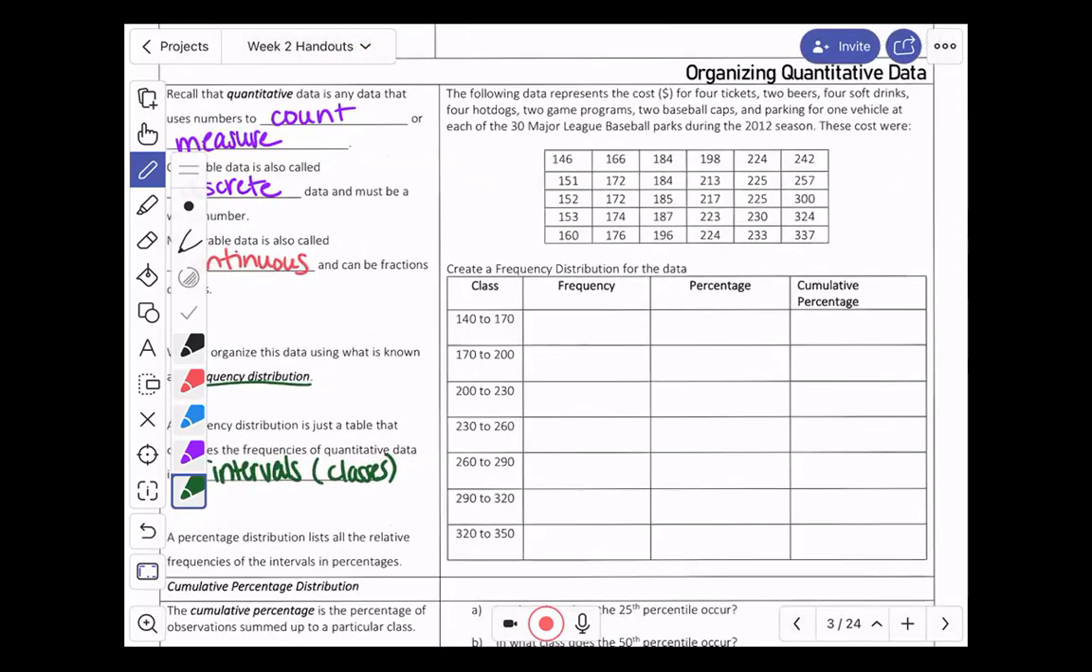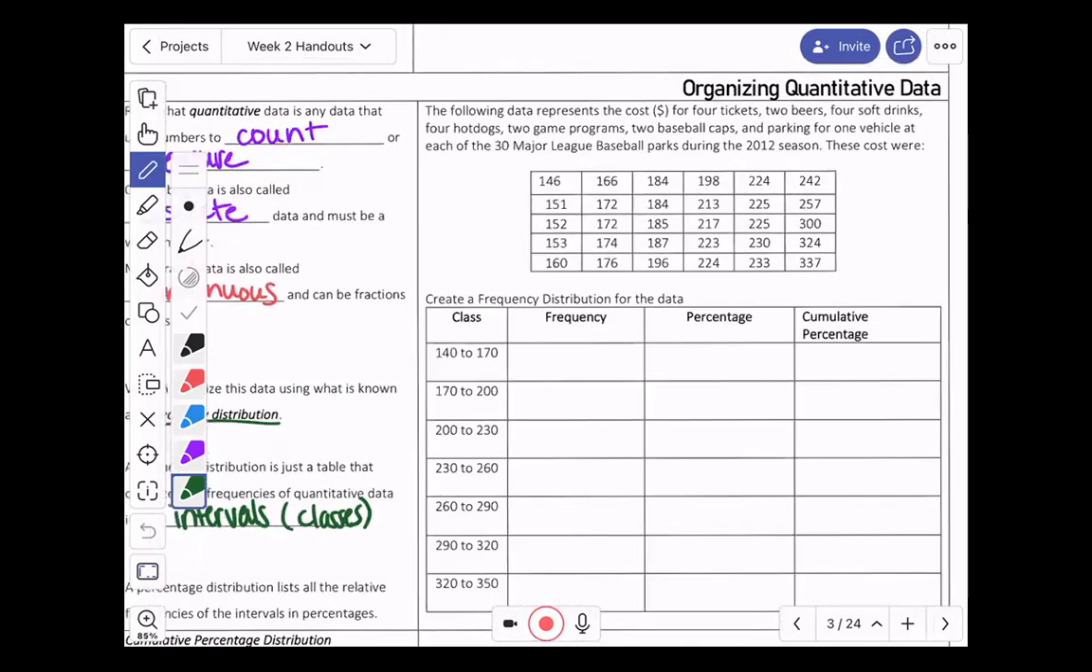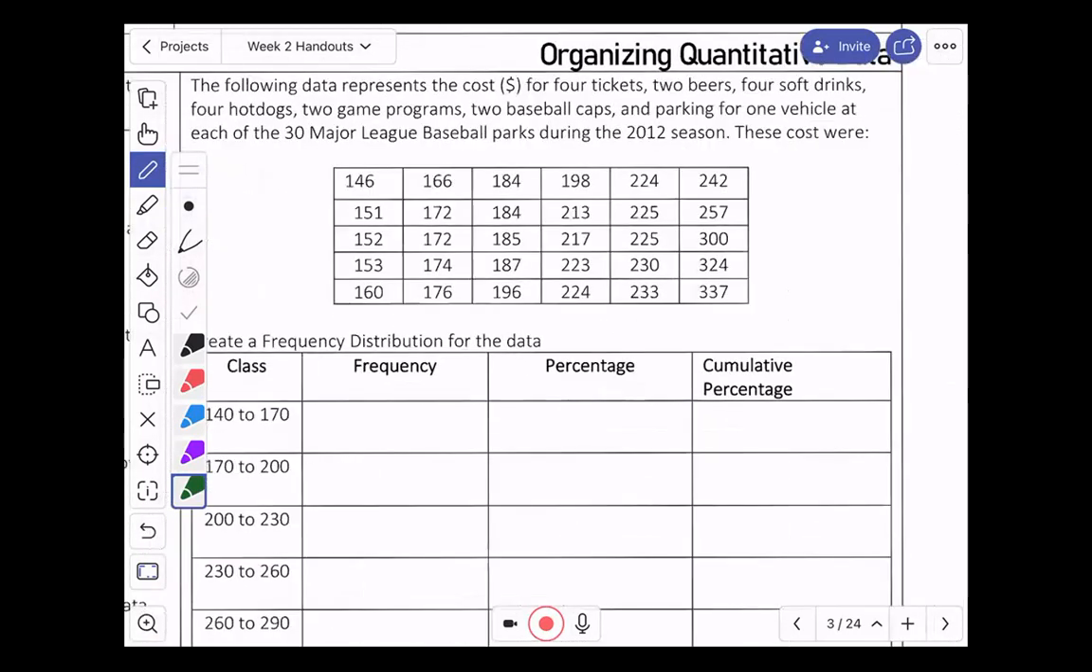Here's what we have. The following data represents the cost in dollars for 4 tickets, 2 beers, 4 soft drinks, 4 hot dogs, 2 game programs, 2 baseball caps, and parking for 1 vehicle at each of the 30 Major League Baseball parks during the 2012 season. In this table, I have all of those different costs, where the smallest cost is 146 and the largest cost is 337.